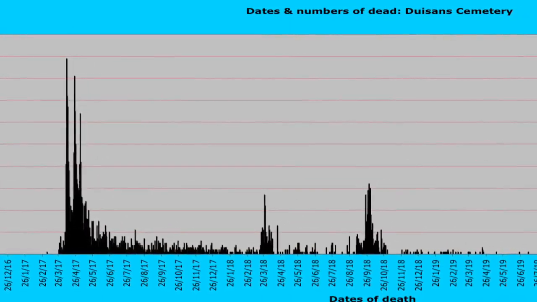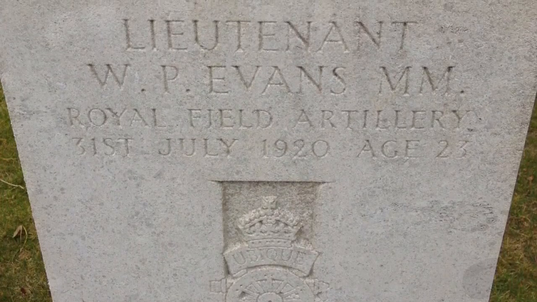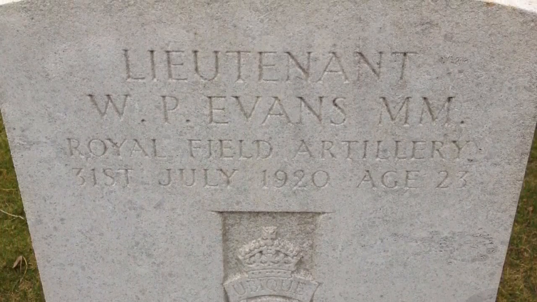An example of these is this gravestone of W.P. Evans, and he died in 1920, which is actually after the war, which was one of the most surprising things that we saw on the graph.